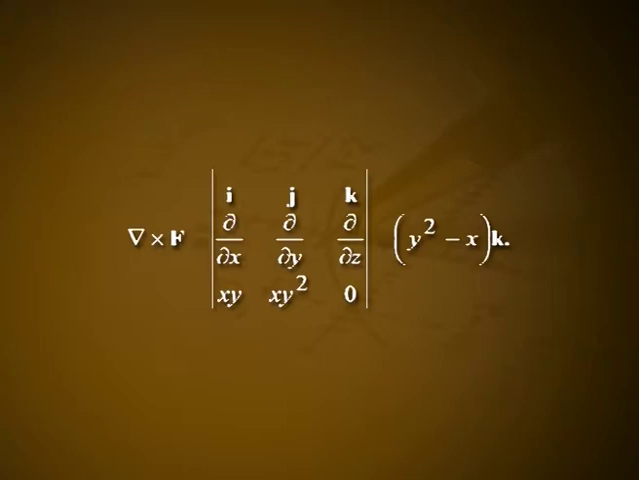Example 5. Evaluate circulation over C of xy dx plus xy square dy by Stokes theorem, where C is the square in the xy plane with vertices (1, 0), (-1, 0), (0, 1), (0, -1). Solution. Here F dot dr is equal to xy dx plus xy square dy, so that F is equal to xy i plus xy square j, and hence del cross F is equal to determinant i j k, dou by dou x, dou by dou y, dou by dou z, xy, xy square, 0, which is equal to (y square minus x) k.